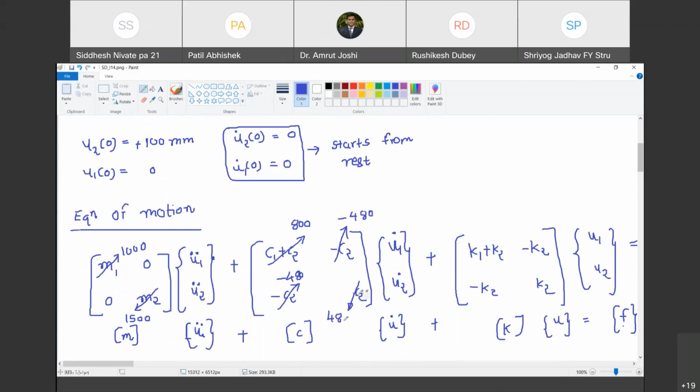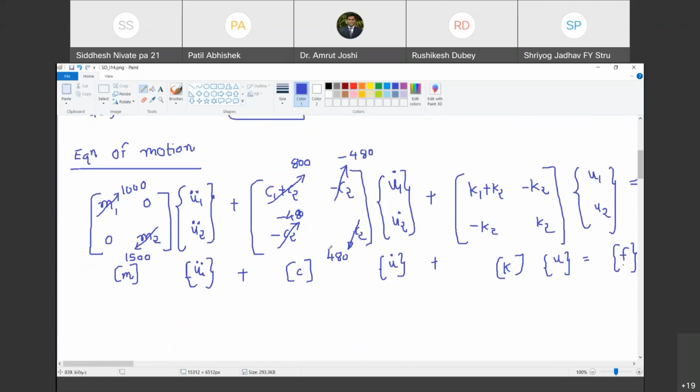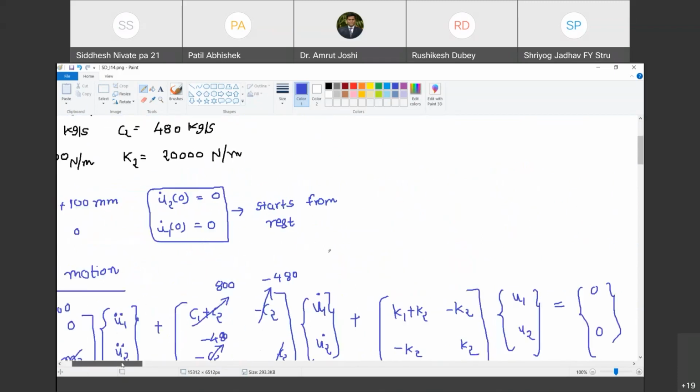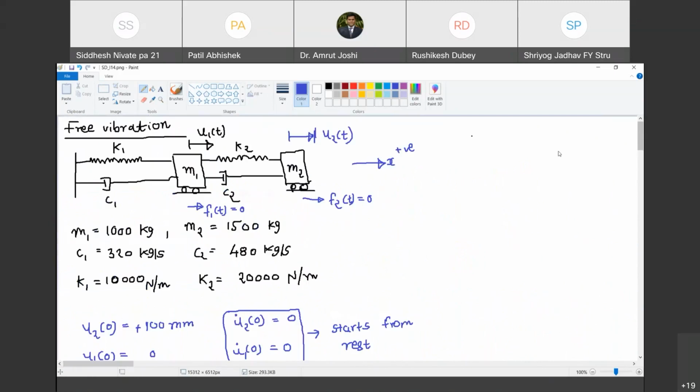जो example हमने लिया उसमें ही हमने equation of motion दिखाया है, and then we are just substituting the values of various elements in mass, damping, and stiffness matrix. Are you with me, Siddesh? Yes, sir.